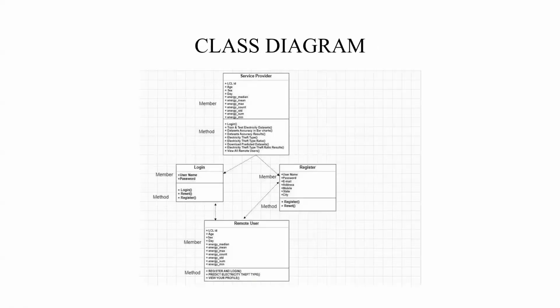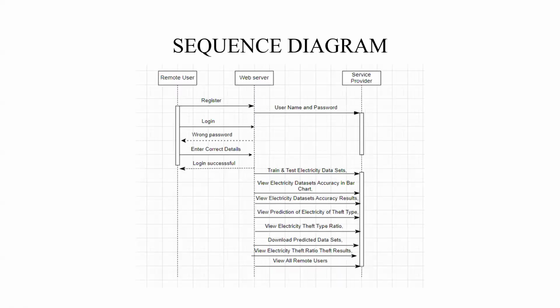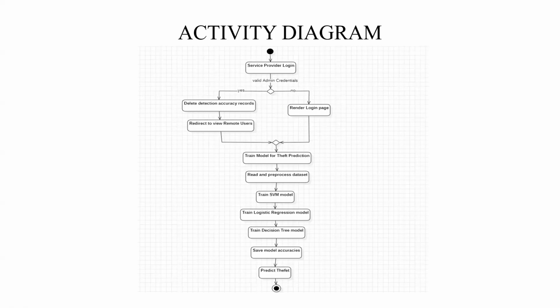Next goes the class diagram. We have used mainly 4 classes: one for service provider, others for login and register, and remote user. The third one is the sequence diagram. In the sequence diagram, we have 3 main components: remote user, web server, and service provider. And the last is the activity diagram. This is the flow of some of the activities that we undergo in our project.